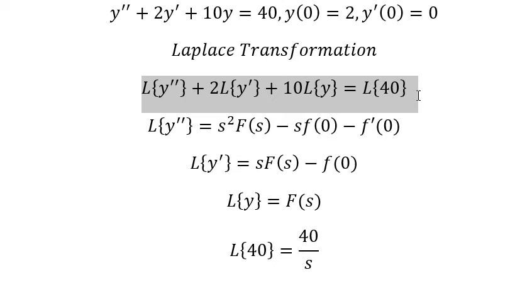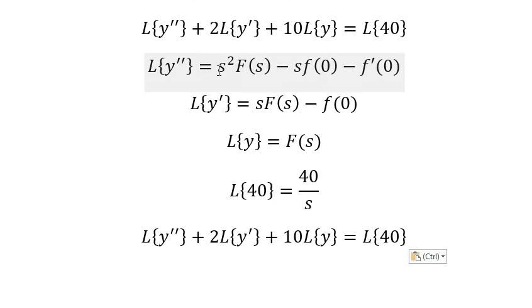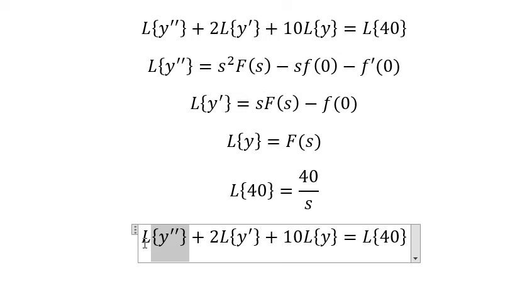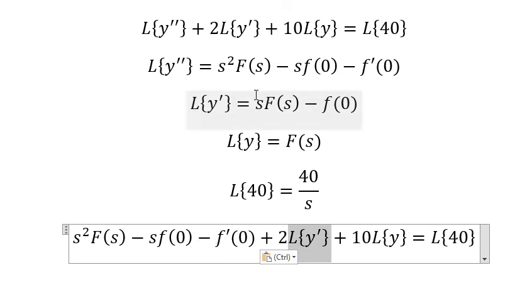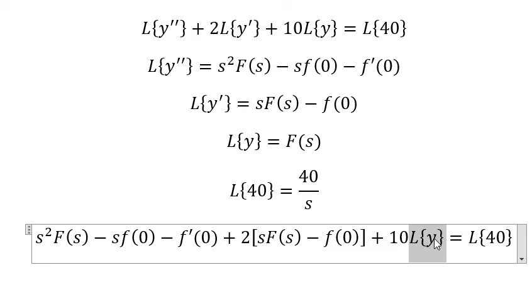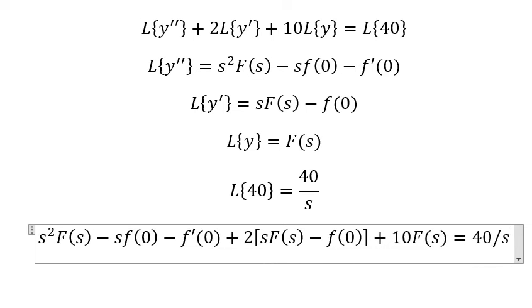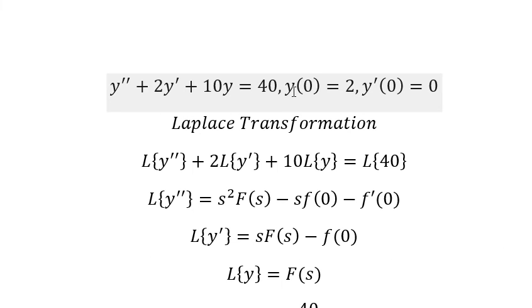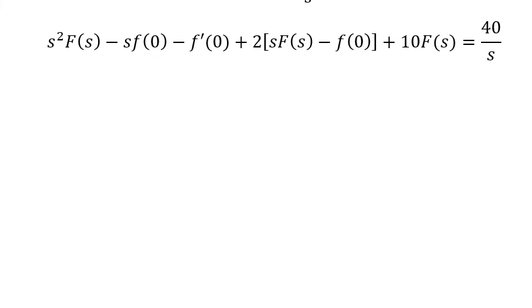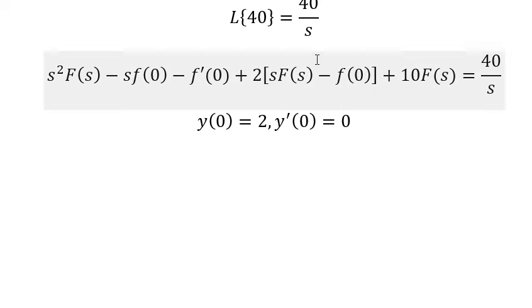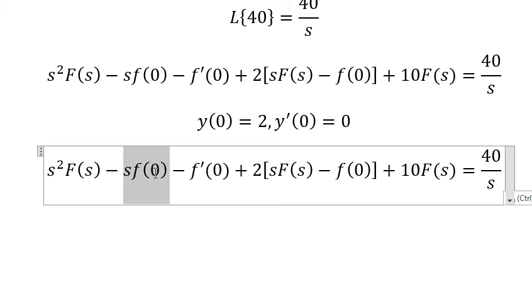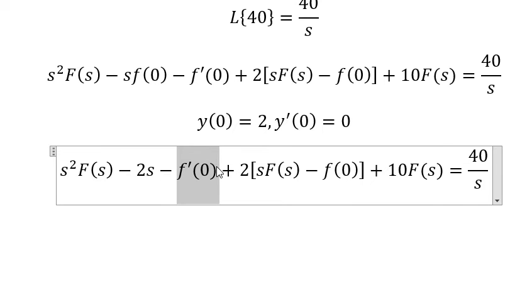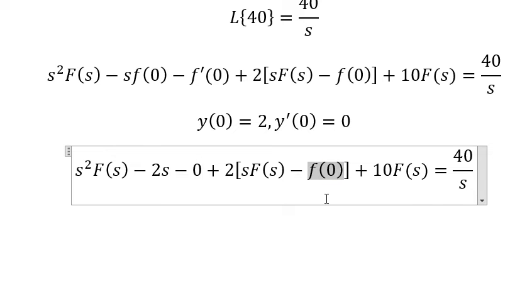Now we have this one in here, and we put this one to transform this one in here. Similar for this one, and this one. And this one we transform into 40 over s. Now we have the conditions. So f of 0, that's about this one, so we have number 2. This one you got 0. This one we have number 2.